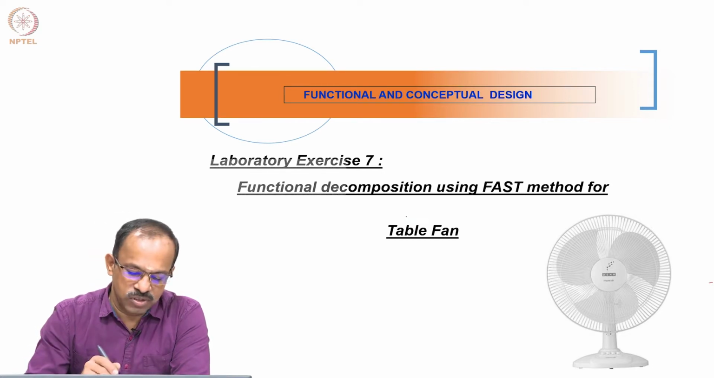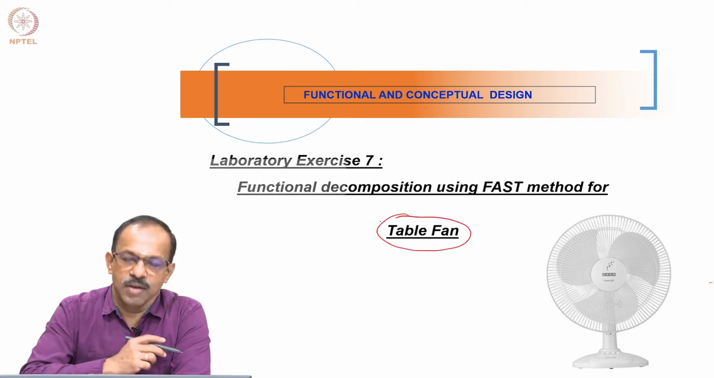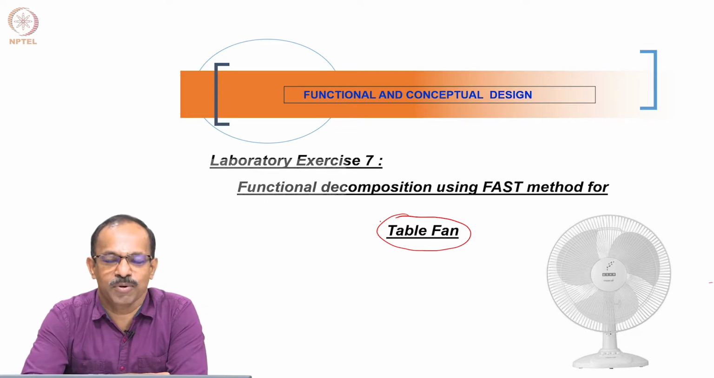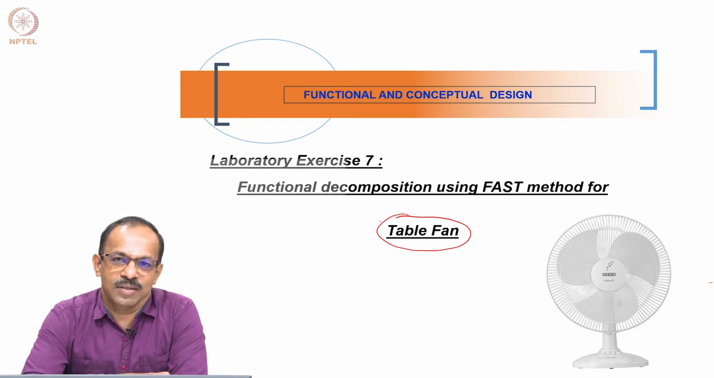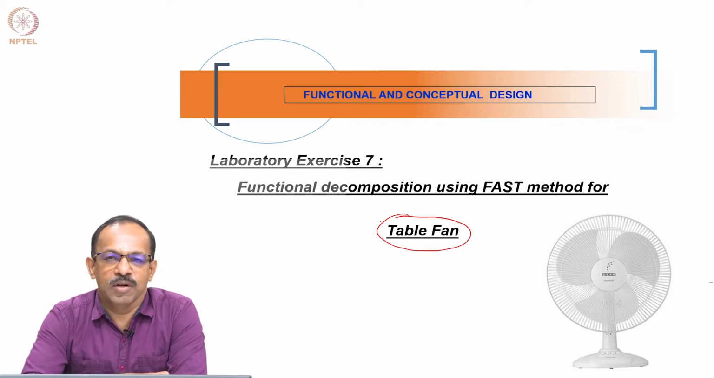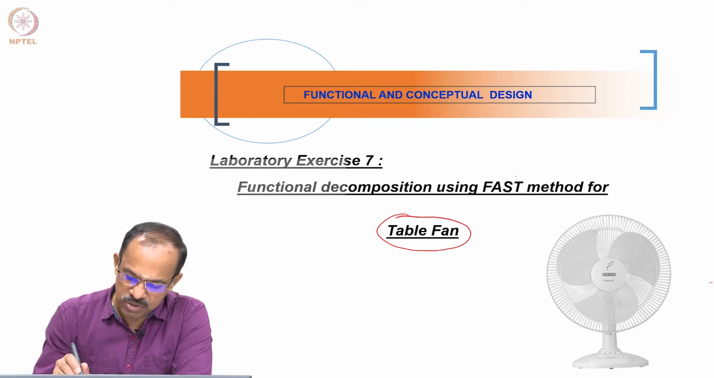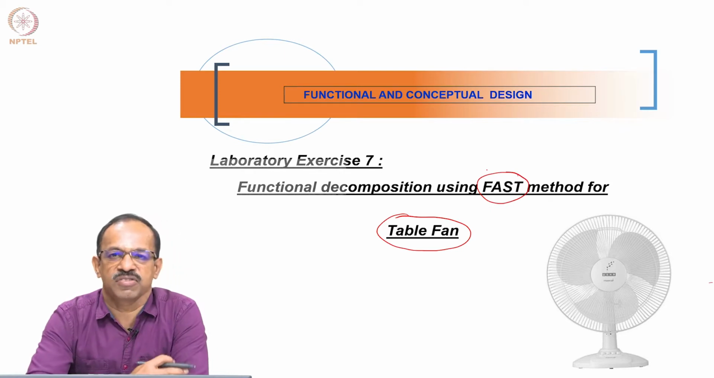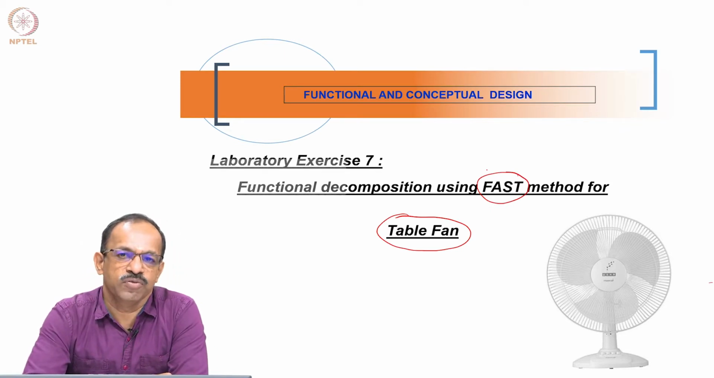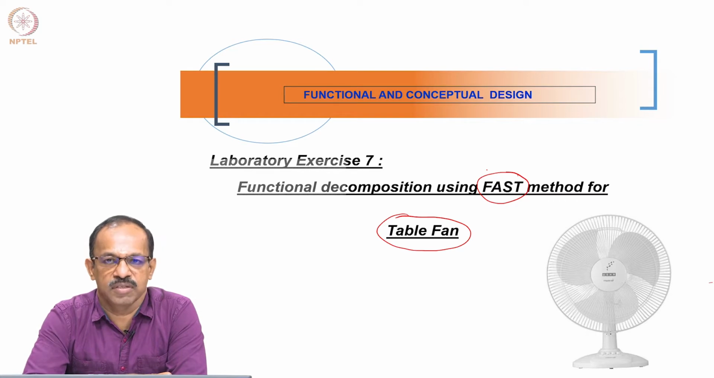So the product that we have chosen is the table fan, which is a very common product, which most of you are familiar with, and many of you would have at some point of time opened it up either for cleaning or for some repair or some other work. So we'll look at this product today and see how the functional decomposition can be carried out for this product, and how we can use the FAST method, which you are familiar with now, that is the function analysis system technique. So how can we use the FAST method for decomposing this product?